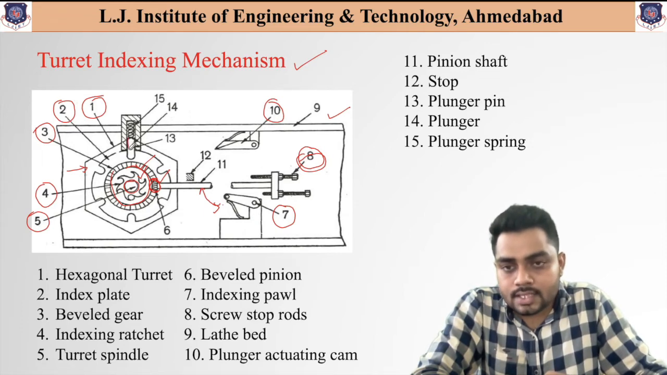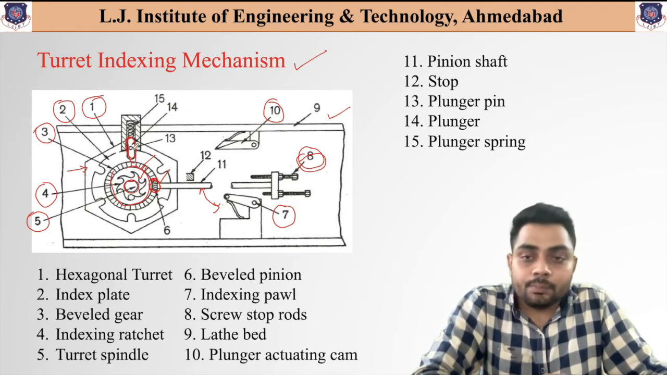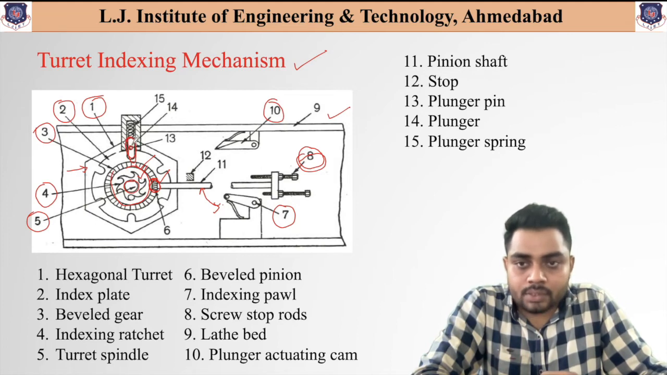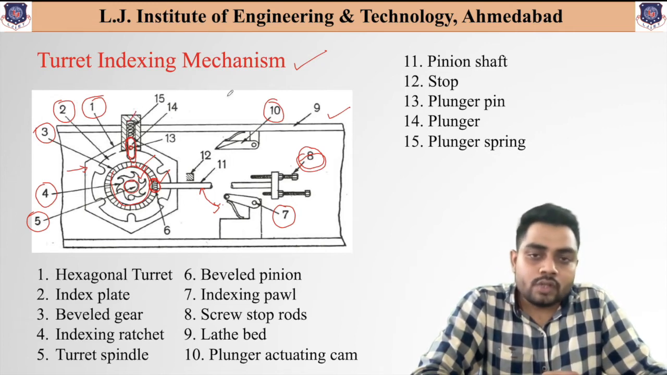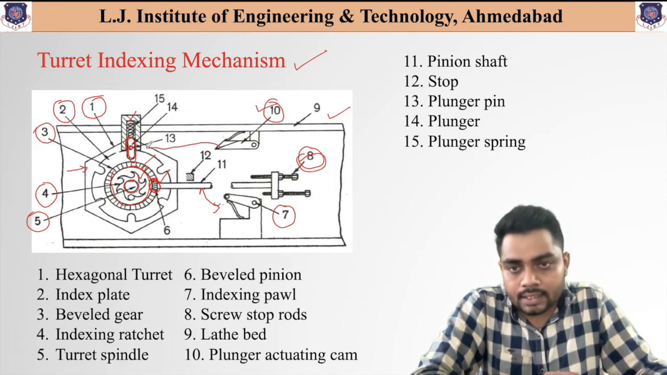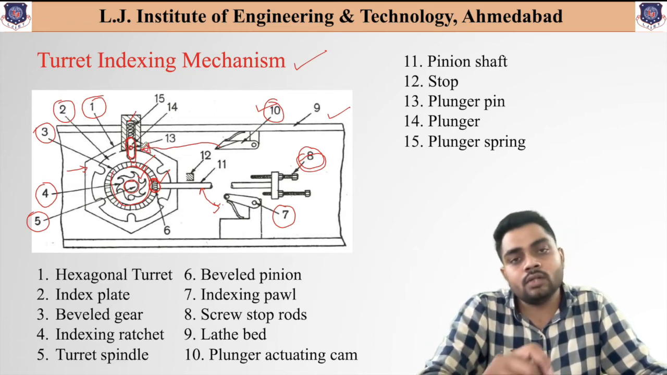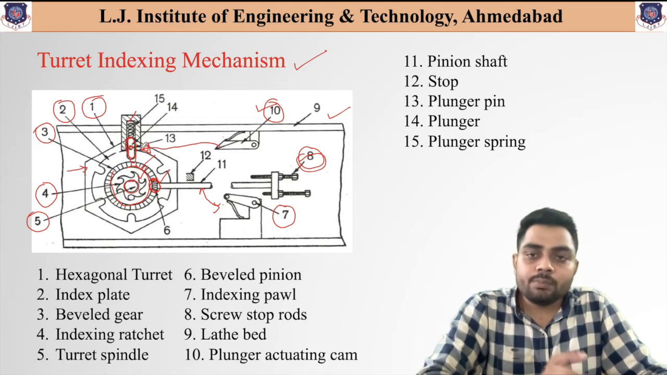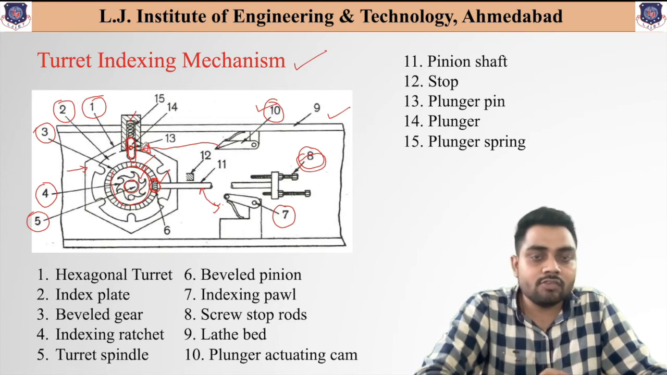First of all, as you can see, this particular section is nothing but the plunger, and the pin shown over here is known as the plunger pin. This plunger is connected by using a spring attachment, and it is known as the plunger spring. The 10th number indicates the plunger actuating arm, which is connected to this plunger pin, and this plunger pin provides the movement to this plunger. So these are the different parts available in the turret indexing mechanism, and how this mechanism works, that we will understand.